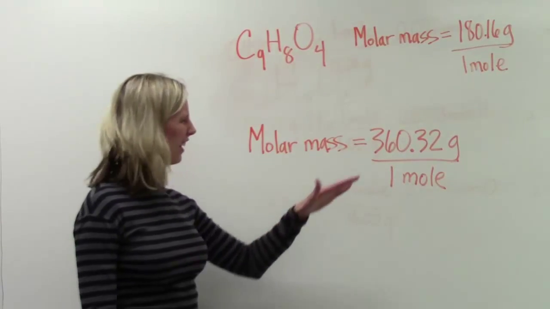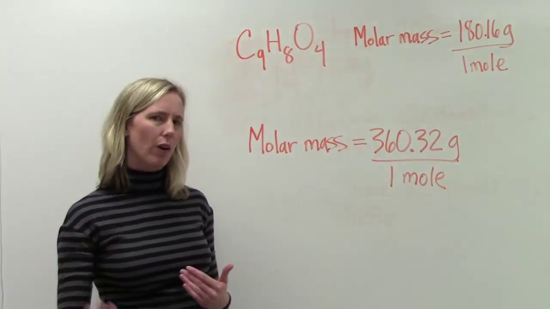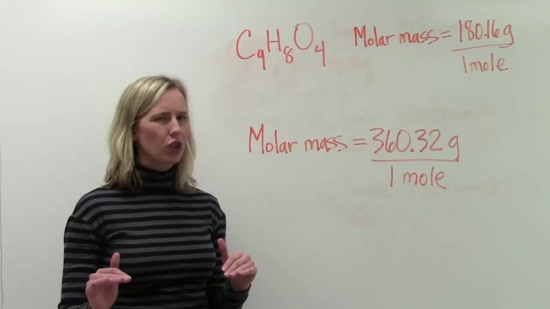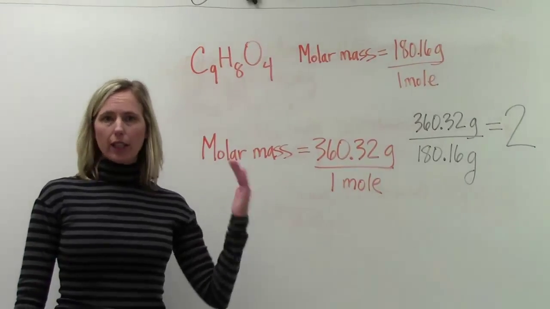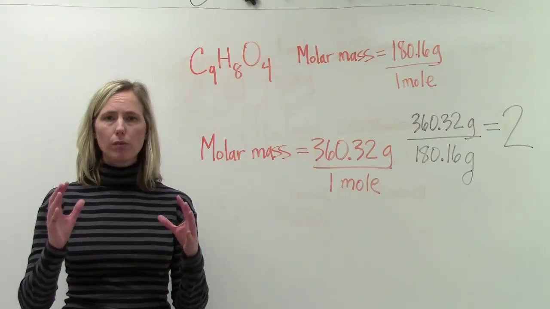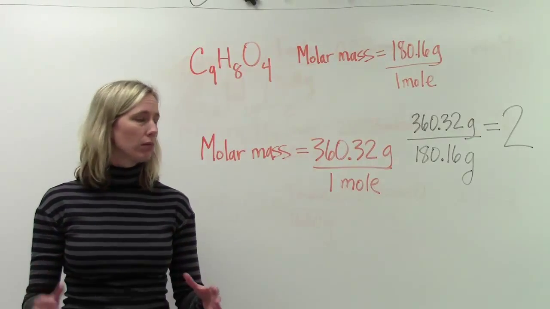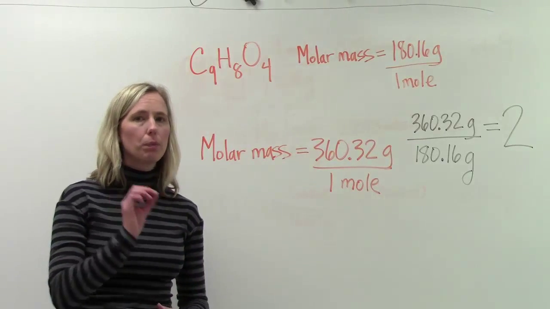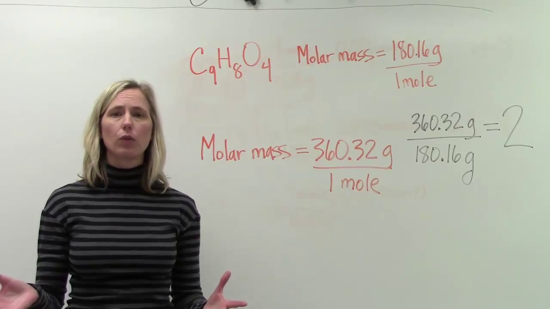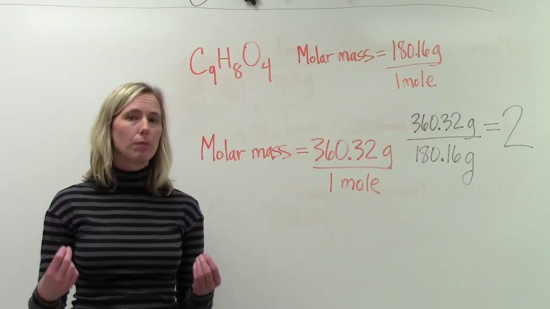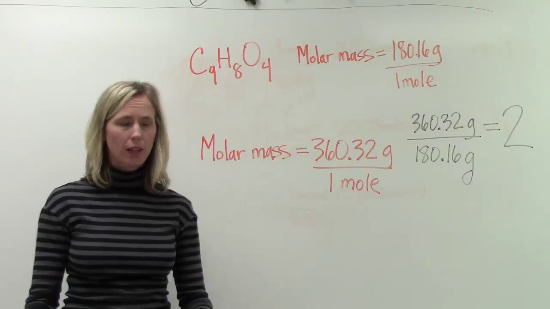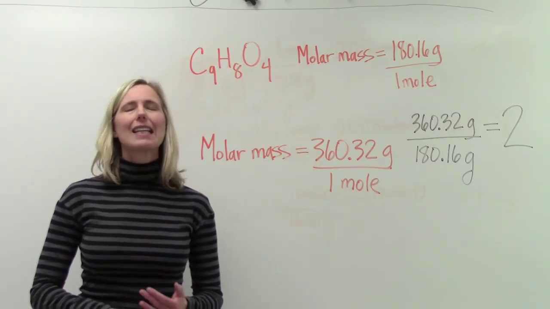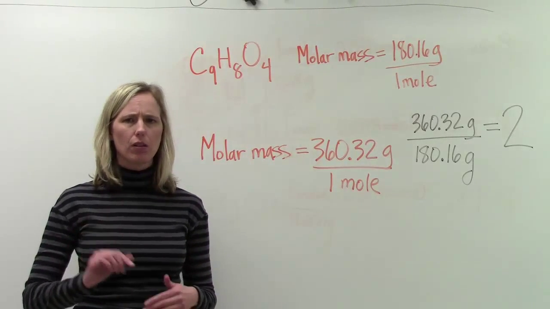Do you notice that this number is roughly twice as large as that number? Let's do a little bit of math just to check that out. Take a look at our math. We took the molar mass of the molecular formula, this is the one in the numerator. We divided by the molar mass of the empirical formula. And we know the empirical formula is the formula with the lowest possible ratio of atoms in it. When I compare the two, notice that the molecular formula is twice as large as the empirical formula.